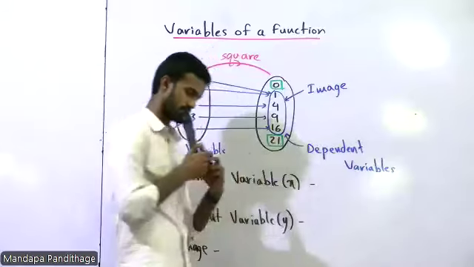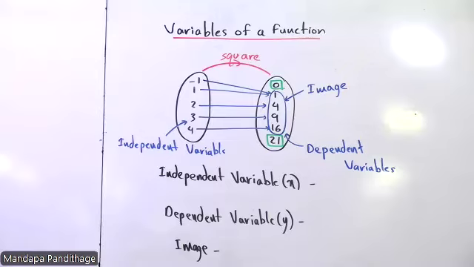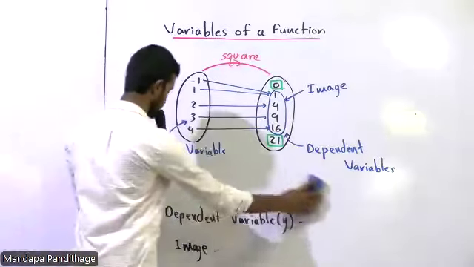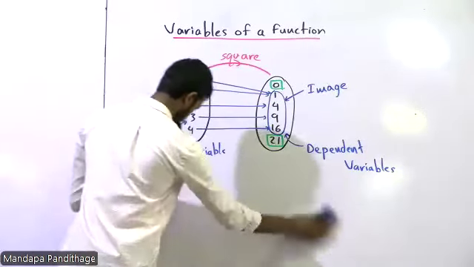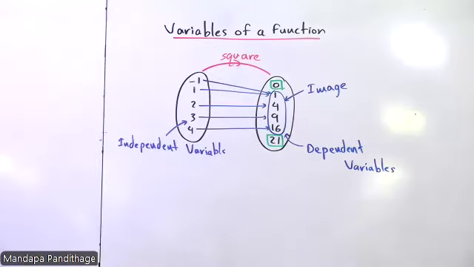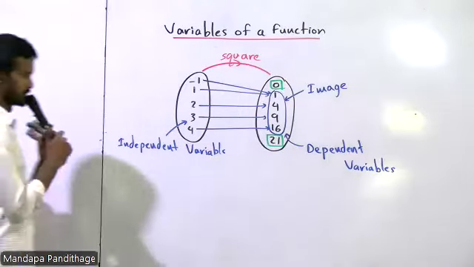Silence, silence, don't talk, and just copy the board. Small stuff, these are not complex ones. They are different words whose meanings you need to understand. That's all: independent variables, dependent variables, and the images.